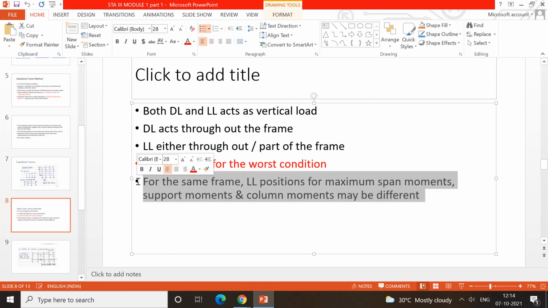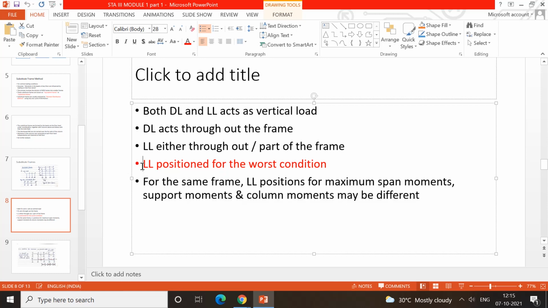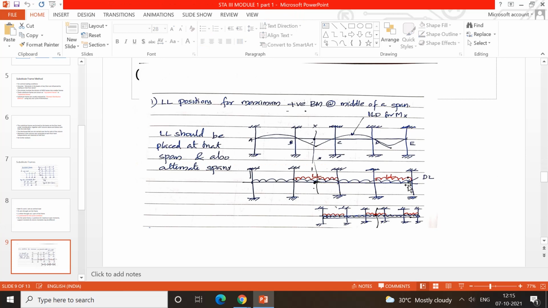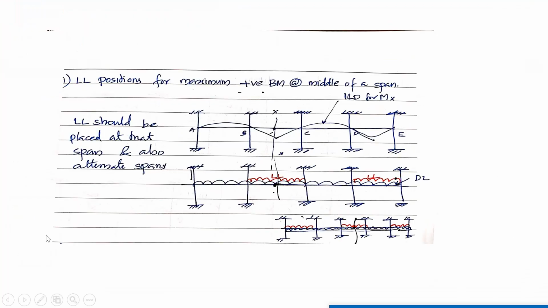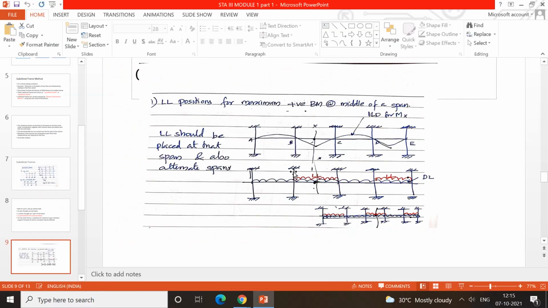Okay, we have to study what the live load positions are in order to get maximum span moment, maximum positive bending moment at the mid span, or maximum negative bending moment at the mid span, or the maximum support moment. Like that, we have to study what the live load conditions are. Okay, so that we will discuss. Live load positions for maximum positive bending moment at the middle of the span. So I think this much is clear to you, right?